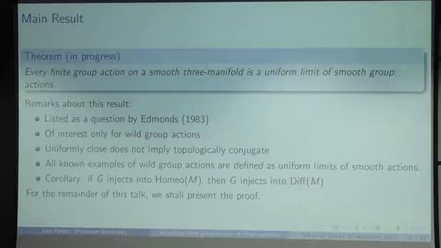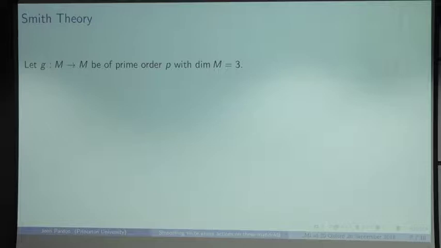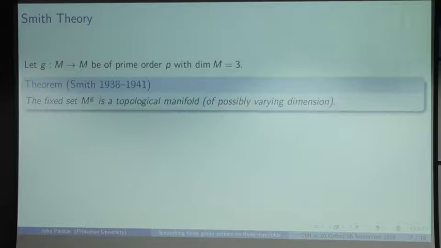Okay, so I'll talk about the proof of this. The beginning is Smith theory. I'll just talk about Smith theory in dimension three, but this is something which can be applied much more generally. So let's look at periodic, period p, homeomorphisms of a manifold. Smith proved that the fixed set has to be a topological manifold. I didn't say the dimension has to be constant, but somehow you can't have, say, the Cantor set as the fixed set of a periodic homeomorphism.